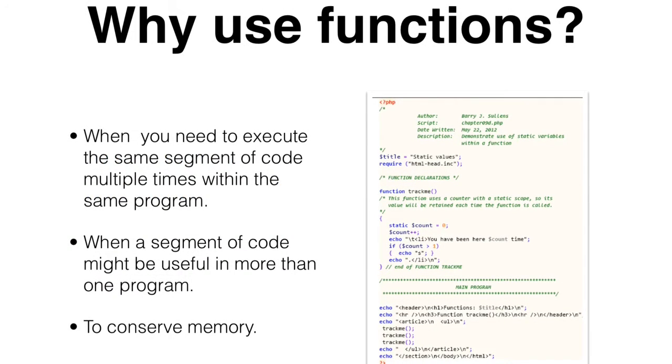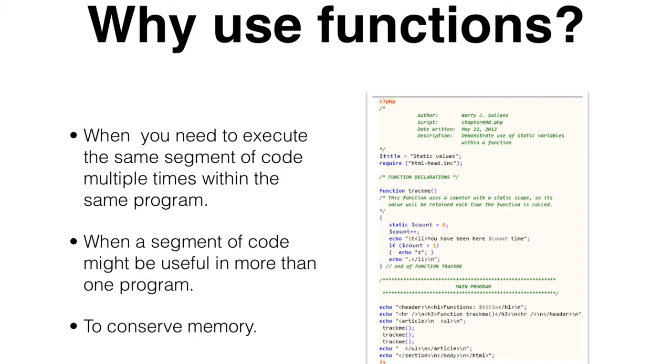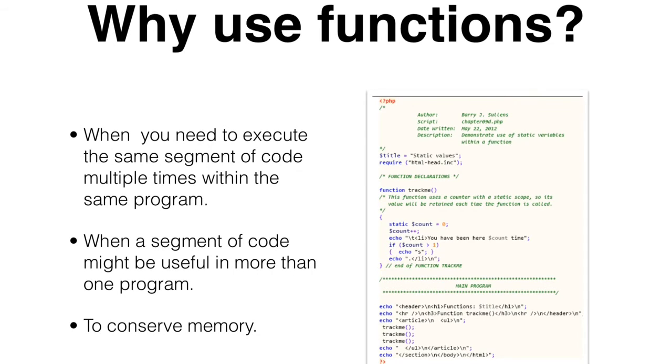One excellent reason for using a function is if you need to execute the same segment of code multiple times within the same program. A second reason is if that segment of code might be used in more than one program. And from an efficiency standpoint, one of the most important reasons is to conserve memory.